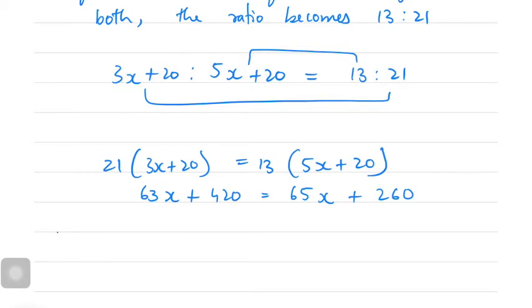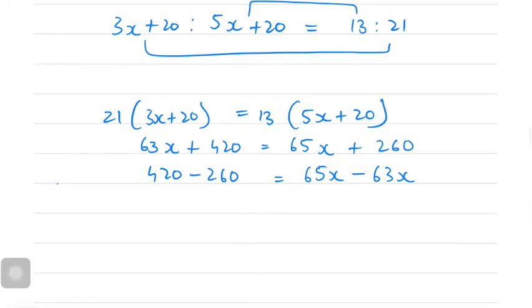So bring the number terms on one side and x terms on the other side. Okay. So 420 plus 260 will become minus 260. 65x and 63x when it goes on the other side becomes minus 63x. So 420 minus 260 is 160, and 65x minus 63x is 2x. So x is equal to 160 divided by 2. So x is equal to 80.